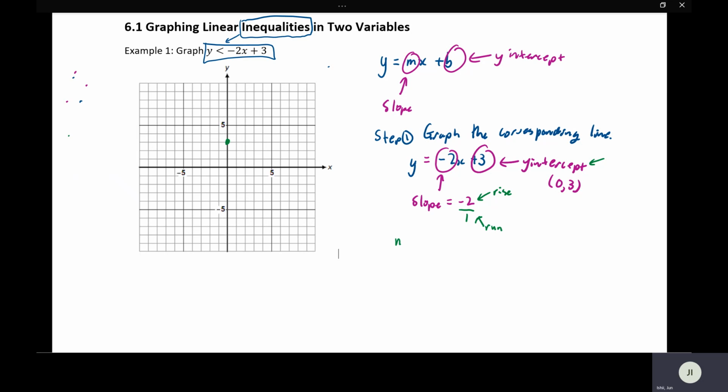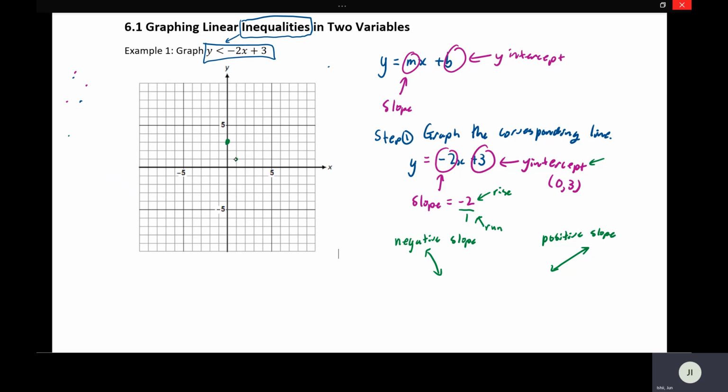Now, if you recall, with a negative slope, your line is going to go in this direction: down as you go to the right. Just as a side, if it was a positive slope, it'd go in the other direction. So in this case, since it's negative 2, for every 2 units we go down from the y-intercept, I'm going to go across 1. The rise is 2, the run is 1, and we want to go in the negative direction.